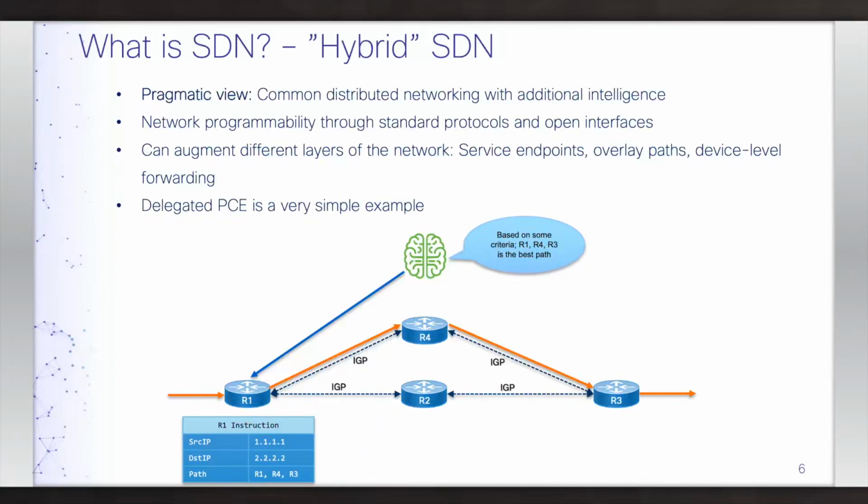A very simple example of something that some people do today, those that are familiar with path computation elements, that help to manage traffic engineering paths end to end across the network. You could consider a PCE a form of SDN control in this hybrid network, because I'm using some type of external data or constraints to add intelligence to a distributed network that's running traditional protocols.